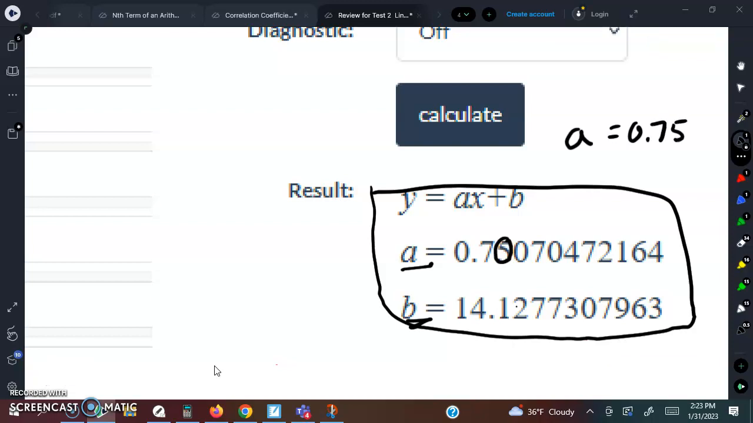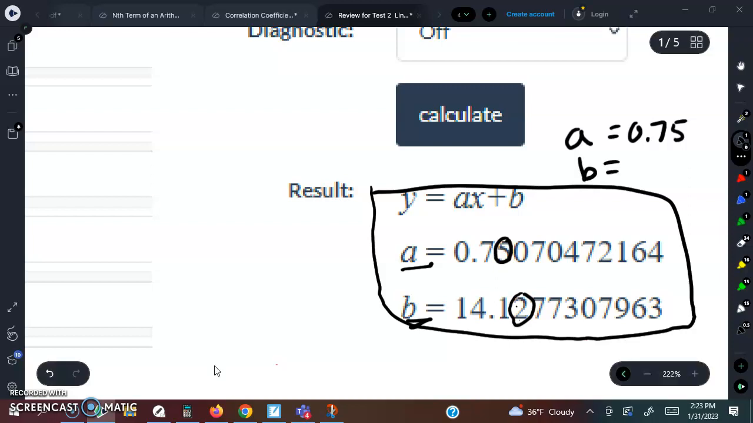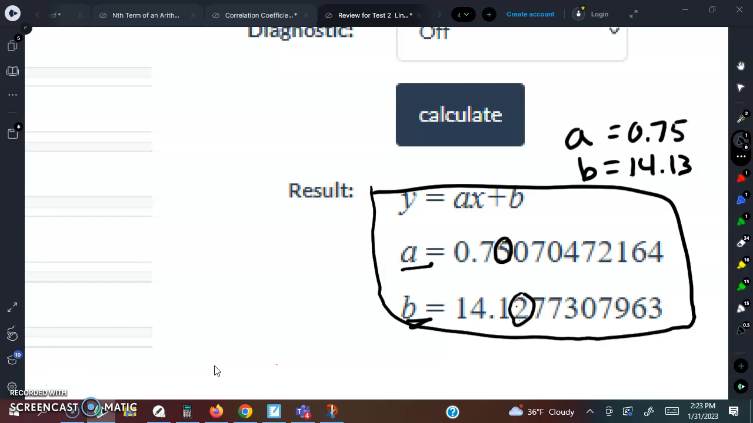Okay. Here we're going to go 2 decimal places. We're looking at the 2, look to the number to the right, which is 7. We're going to round up. So B is going to be equal to 14.13, rounding up. You got to make sure you round. Sometimes it's the hundredths, sometimes it's the tenth. Just got to make sure you know what you're rounding to.